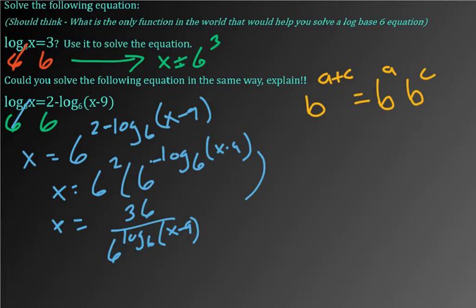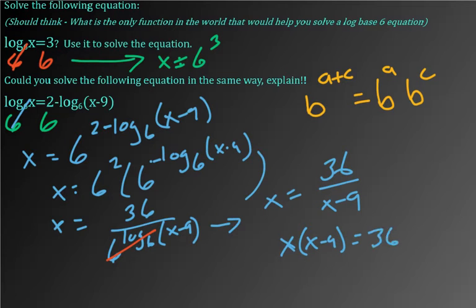And then that could simplify more. Now I could do canceling here, right? And put 36 over x minus 9. And then I could multiply by x minus 9 on both sides to get x times x minus 9 equals 36. Now, that's a lot of manipulating with exponents and moving stuff around.